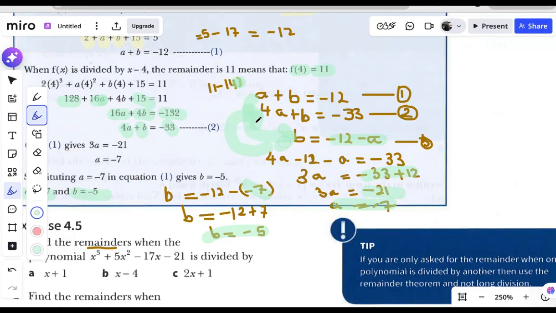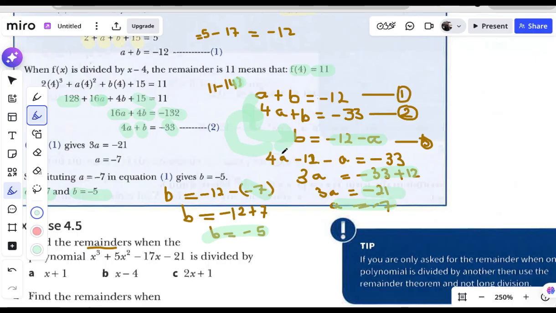Now we substitute equation 3 into equation 2. We use 1 to make 3, and we substitute 3 into 2. What do we mean by that? Anywhere we see b in equation 2, because we found the equation for b, we replace it with negative 12 minus a. Instead of writing b, you replace it with minus 12 minus a. So we substitute now. We write 4a, and instead of writing plus b, I'll write minus 12 minus a, which replaces b, equal to negative 33.